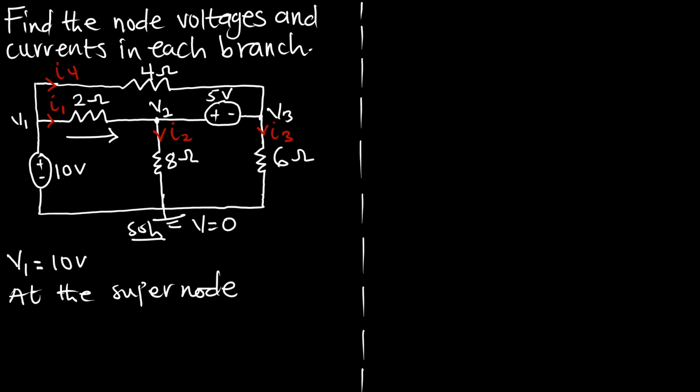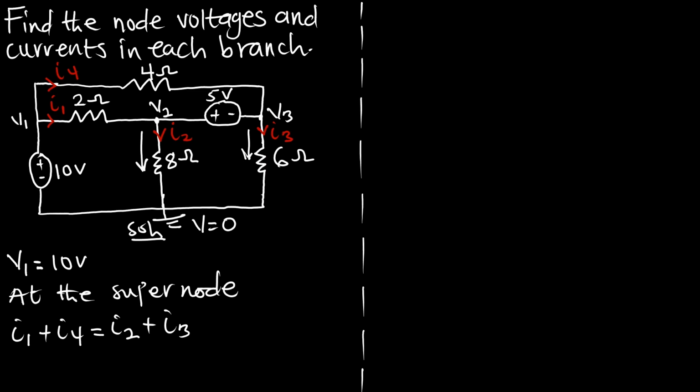So at the supernode, I can say that I1 is entering. And you can see that at node 3, I4 is also entering. So it is going to add to I4, which is entering. And that should be equal to, when you look at node 2, I2 is leaving. So this is equal to I2. And when you look at node 3, I3 is also leaving. So we are going to add I3. So we are treating that node as a single node.